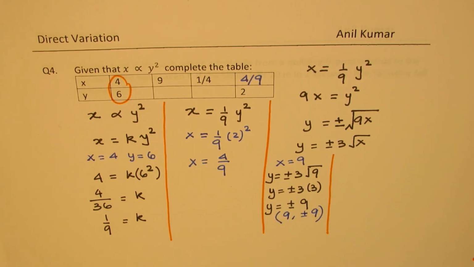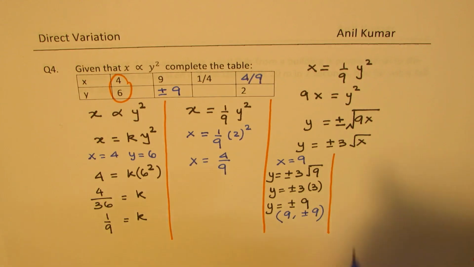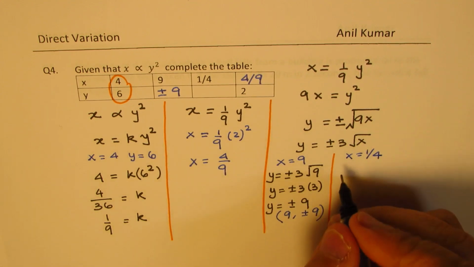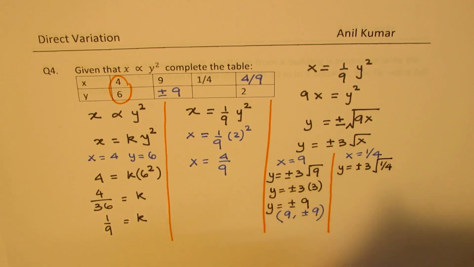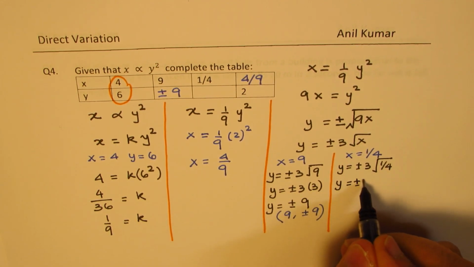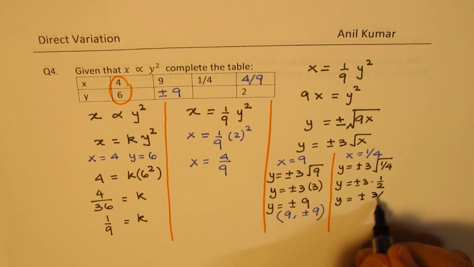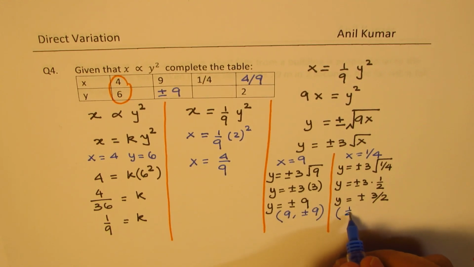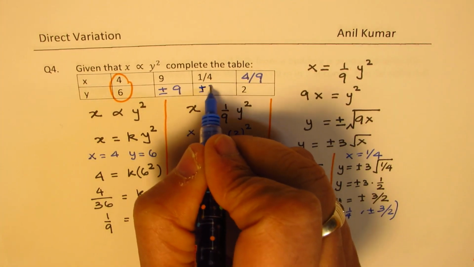Let us now find what the value will be for 1 over 4. So let me write this value here, plus minus 9. For x equals 1 over 4, we can write y as equal to plus minus 3 square root of 1 over 4, which is y equals plus minus 3 times 1 over 2, or y is plus minus 3 over 2. So we get a coordinate point here, which could be 1 over 4, plus minus 3 over 2. So this value here will be plus minus 3 over 2.